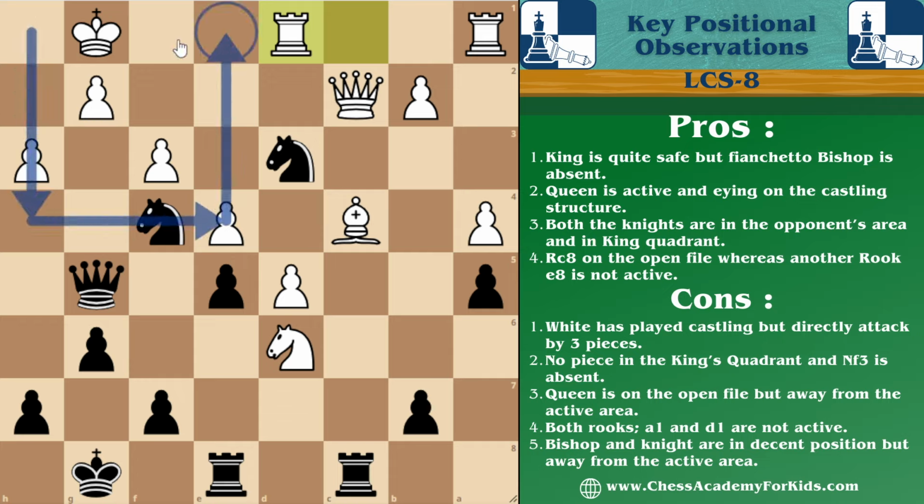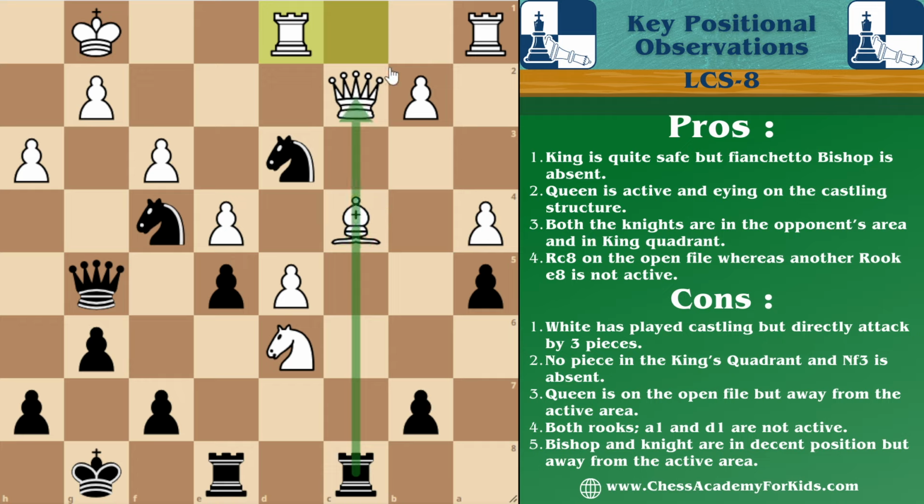Now, let me draw you the square for the quadrant. One-fourth part of the board is known as the quadrant, and wherever the king is, that is called the king's quadrant. Rook c8 is on the open file, whereas our other rook on e8 is not active. Now, let us see the other side of the board. White has played castling on the king side, but the king is directly attacked by our three pieces, one queen and two knights.